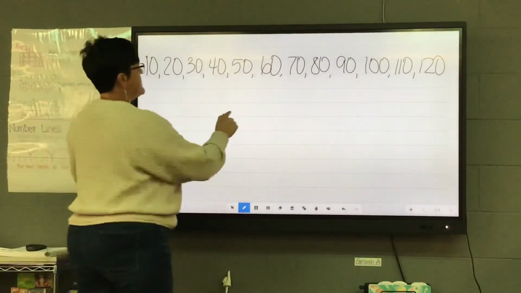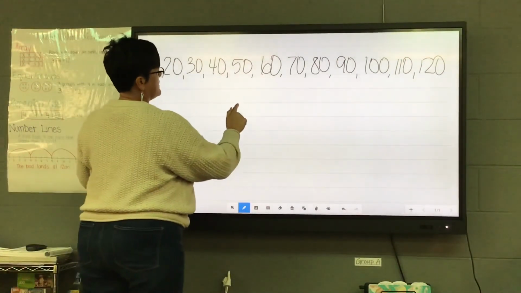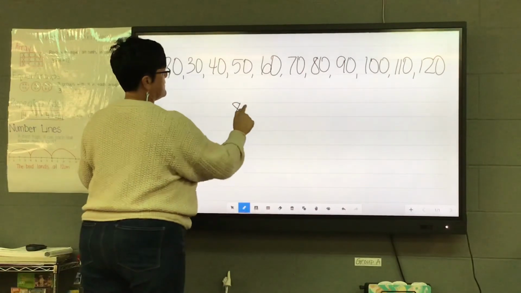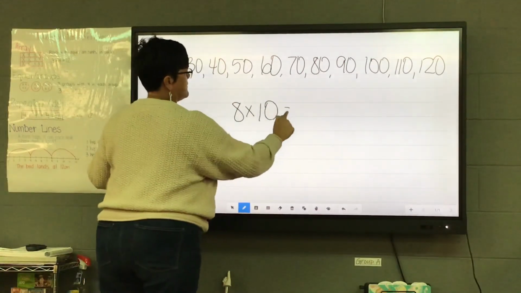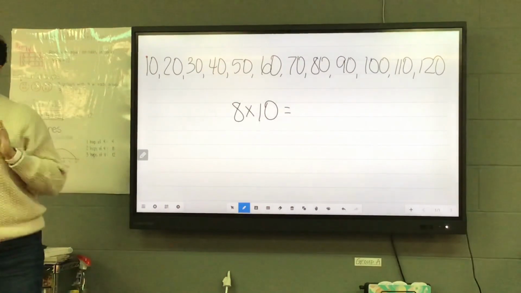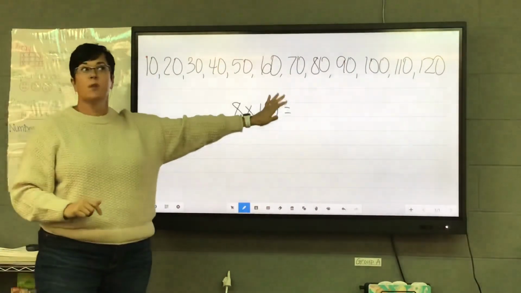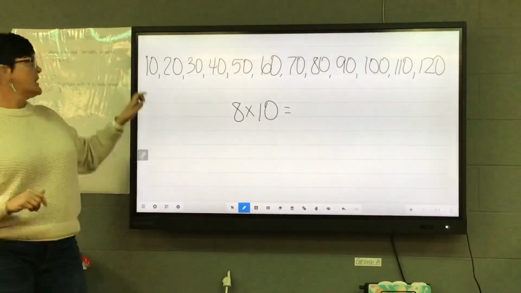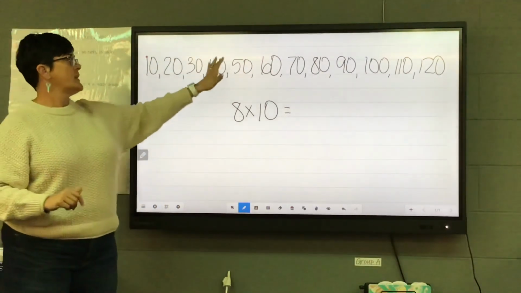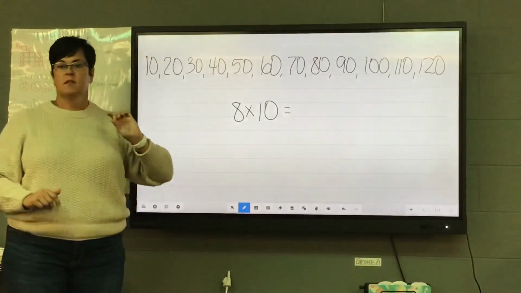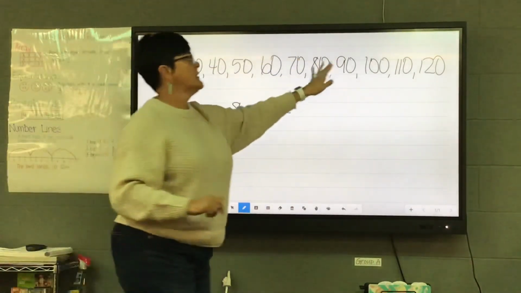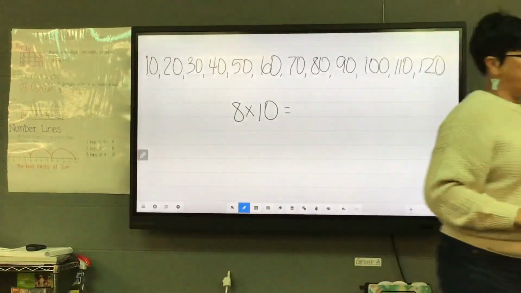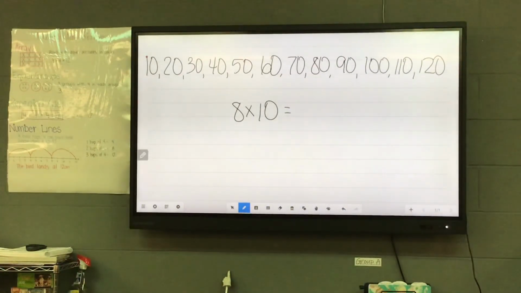What if I wanted to I need to find the product, I about said the wrong thing, the product of 8 times 10. Can I use my numbers here to help me? Point to the answer that 8 times 10 would be. Good job. Good job.